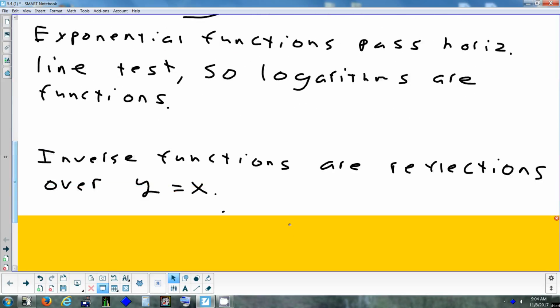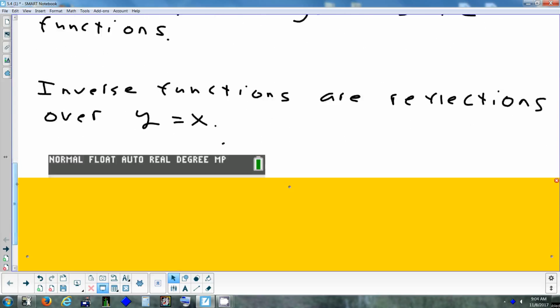And in general, not just logs or exponentials, but any function, if you want to know what the inverse looks like visually, it's a mirror image over the line y equals x. The line y equals x goes right through the origin, has a slope of 1, and cuts through quadrants 1 and 3 at a 45-degree angle. If you mirror image something over that line, you just drew the inverse.